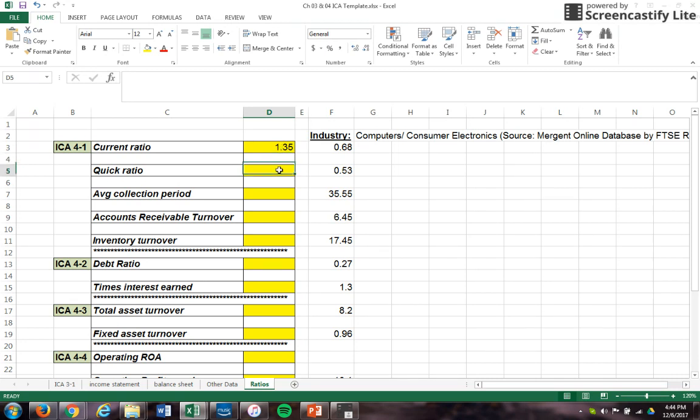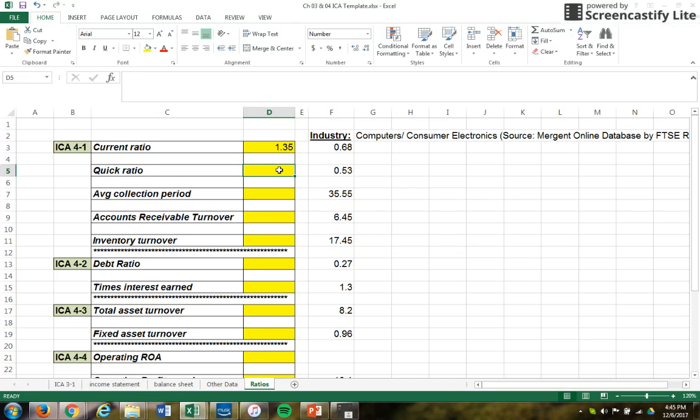Let's look at the next one, the quick ratio. The quick ratio is the same thing as a current ratio, except we remove inventories. The reason we remove inventories is because inventories are the least liquid of the current assets that we see. They are the ones that we can turn into cash the least easily, I guess would be a way to put that.